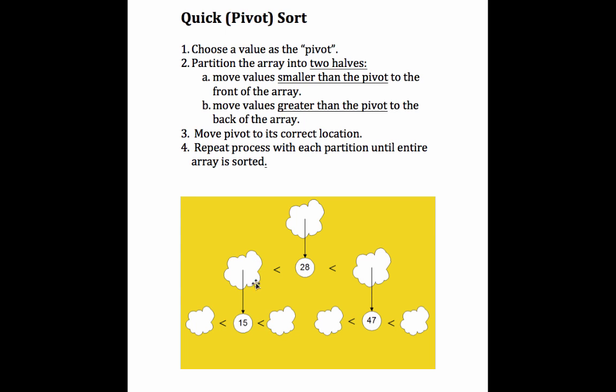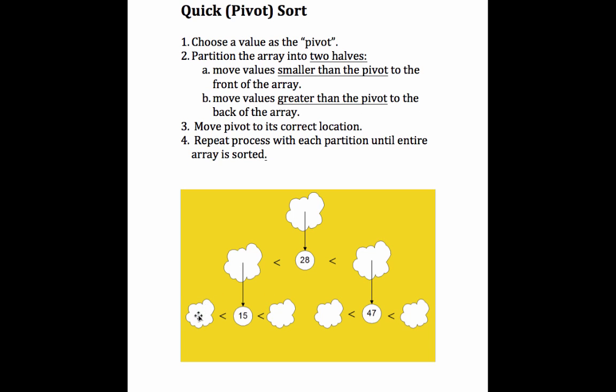So now what do we do with this set of values? We create two partitions: values which are less than 15, and values which are greater than 15. This partition contains values which are greater than 47. So here, as you can see, I can claim now that the values in here are less than 15, less than 28, and less than 47. The values in this partition, I can claim, are between 28 and 47. The values in this partition are greater than 47. The values in this partition must be between 15 and 28.